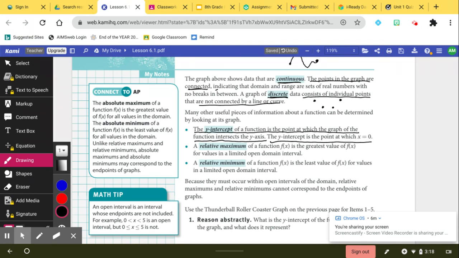We also have some minimums and maximums. There are actually 4 that we're going to be looking at. A relative maximum of a function f of x is the greatest value of f of x for values in the limited open domain intervals.